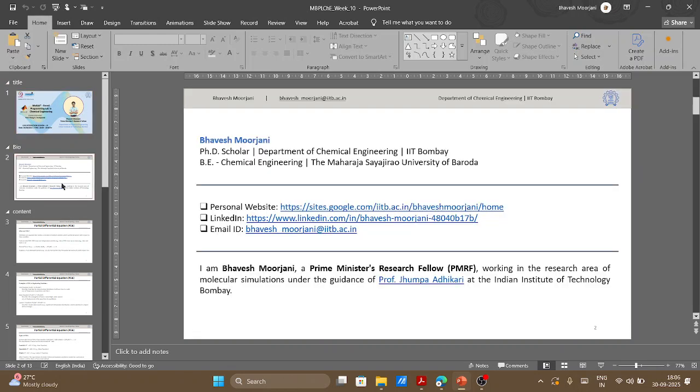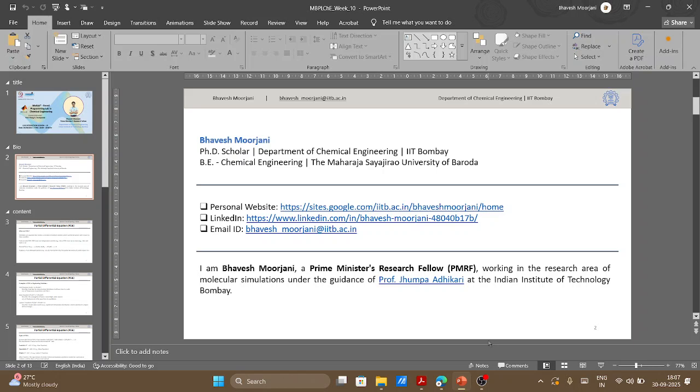I have completed my bachelor's from MS University Vadodara, where I was introduced to this Matlab course, and after that I joined IIT Bombay as a PhD student, and in my PhD work I use Matlab here and there for various analysis part. That's why I have selected this course to help you get familiarized with Matlab, so that you can solve various problems in Matlab.